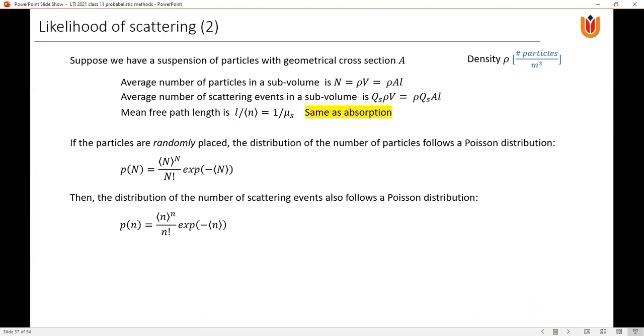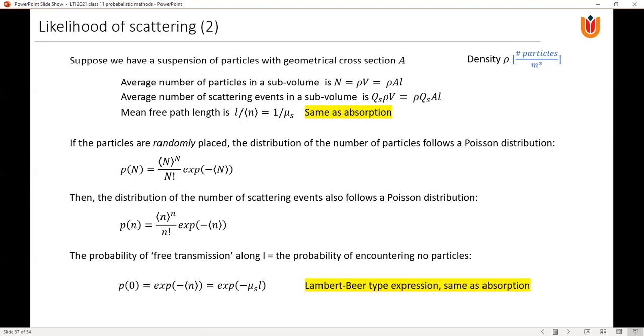Including the factor Q here, it will also follow a Poisson distribution. And then the probability of transmission, so basically not being scattered, can be found by filling in n is 0, so no scattering events. If you substitute that into the Poisson distribution, so n is 0, then again you get the exponential Beer type law. So the formalism for absorption and scattering are completely equivalent.